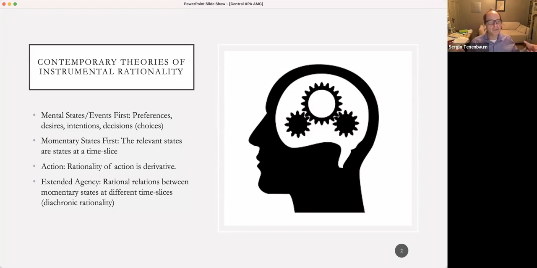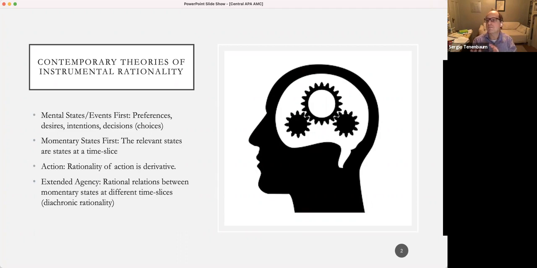And now when it looks to extended actions, the relation between the rationality of the momentary state and the rationality of the action, and the relation between the rationality of the momentary actions and the extended action, are generally going to be relations between momentary states at different time slices. Paul Weirich has this great quote that I love: the rationality of swimming between Paris, France and England is determined by whether at each moment that I'm swimming, I don't know if you can see my gestures of swimming, the decision at that moment is rational, from beginning to end.